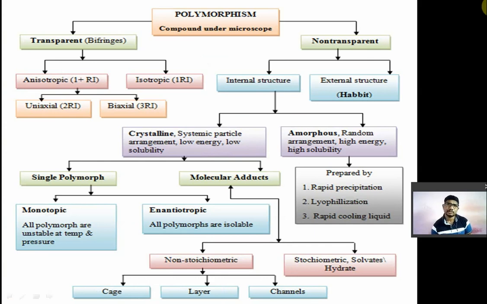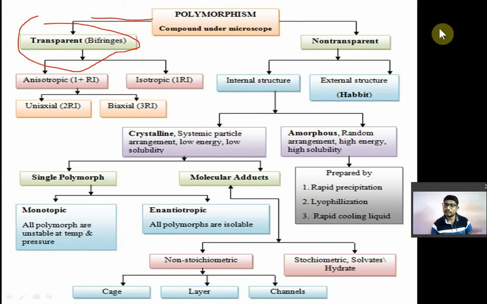So polymorphism. What is meant by polymorphism? Polymorphism is nothing but the property of a compound to crystallize in more than one different crystalline form. So the compound, whatever is your drug or new drug, you have to see it under a microscope. After seeing it in the microscope, first that compound will be either transparent or it will be non-transparent.